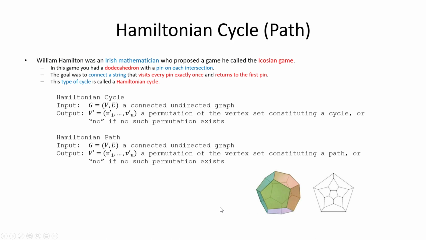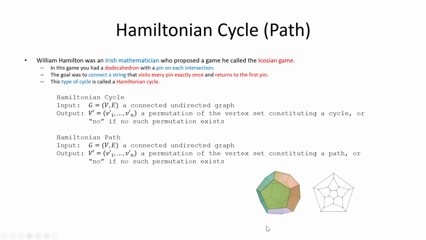Another interesting problem, very similar to Euler cycles and Euler paths, is called a Hamiltonian cycle or Hamiltonian path, named after the Irish mathematician William Hamilton. He created what he called the Icosian game, which he built out of a dodecahedron. A dodecahedron is a 12-sided polyhedron, or three-dimensional shape, as we've got here, or a 12-sided die if you happen to be a gamer or a Dungeons and Dragons player.